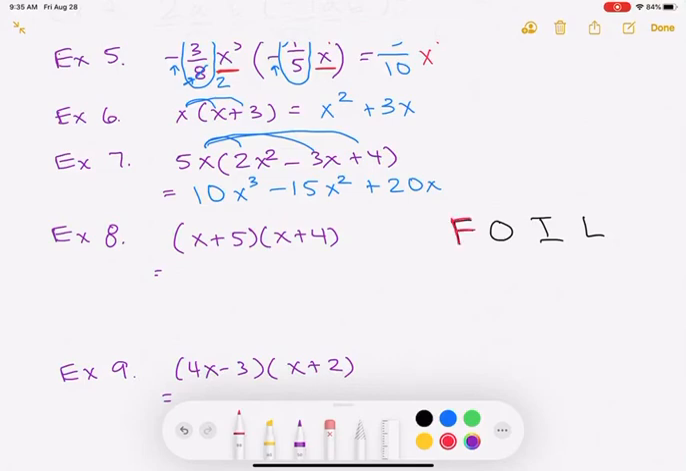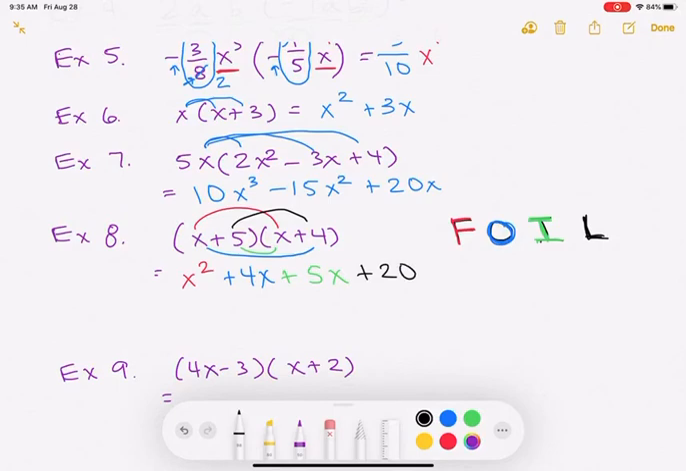So for the first one, that just means multiplying those first two pieces together. So that's going to be an x times x is x squared. Next, outer, that just means those outer pieces. So x times 4, we're going to have a 4x. Then we have inner, those inside pieces of 5 and x is 5x. And finally, last, we have the final pieces, 5 times 4 is 20.